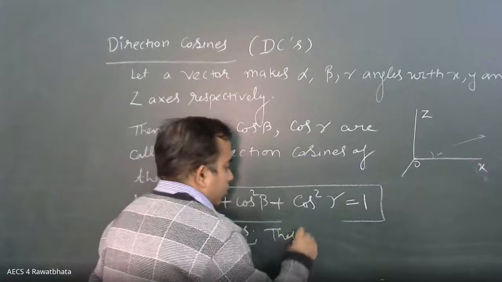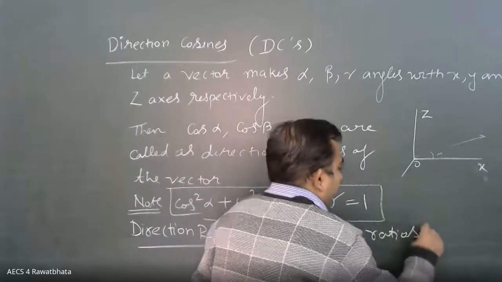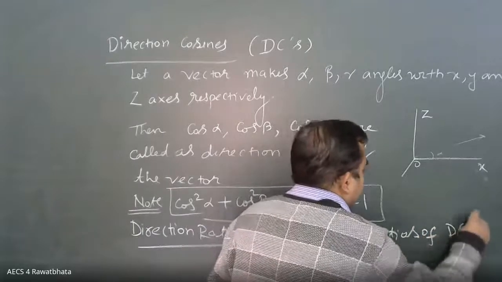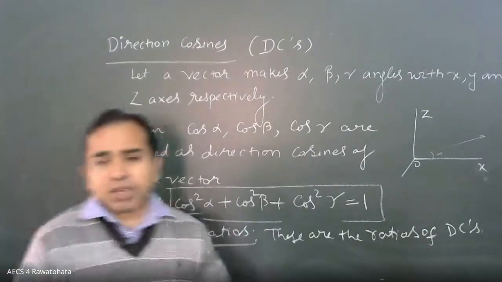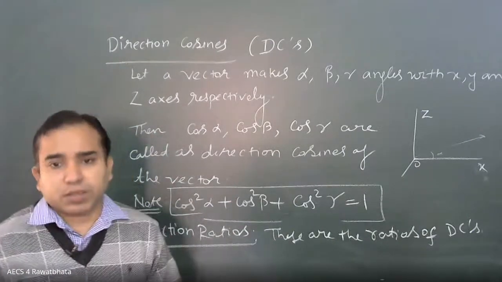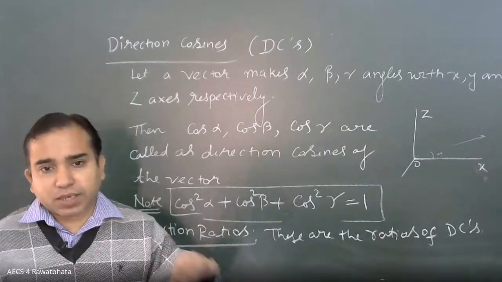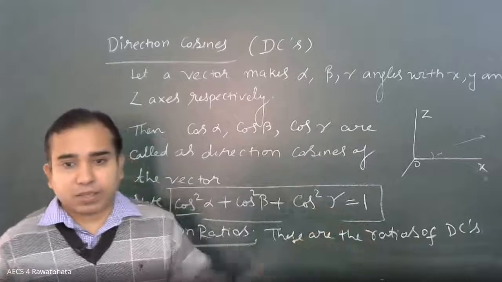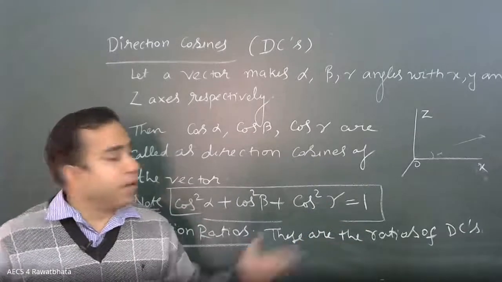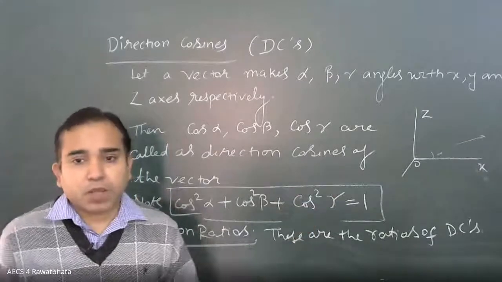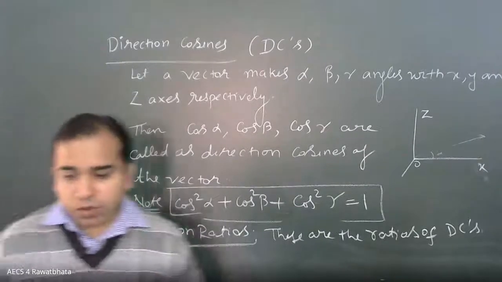These are the ratios of DCs. In simple words, these are the numbers which are proportional to DCs, right? DCs are DRs. DRs may not necessarily be DCs, because for DRs, if you find their sum of squares, it may not be 1 always. Right. These two things clear.